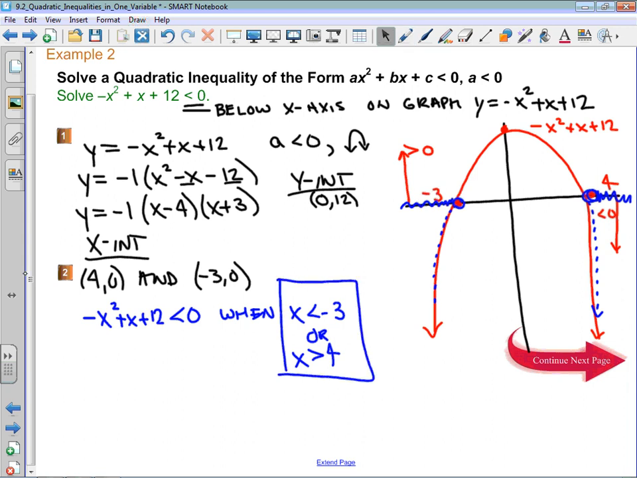Very important that the inequality matches the question. What I mean by that is in the original question, this was less than 0, not less than or equal to 0. So in my answer, it should be less than or greater than, not less than or equal to or greater than or equal to. When we do have that less than or greater than nature in our question, that should be reflected in our solutions as well. So a bit of a harder question.